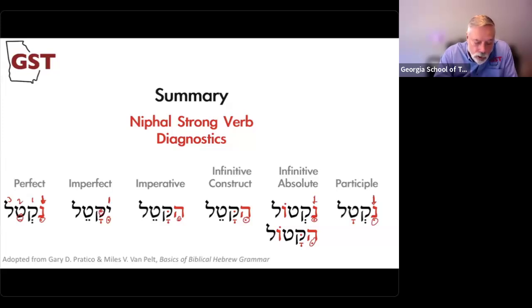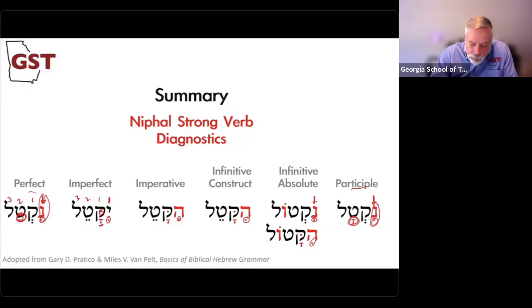And the other strong diagnostic feature, of course, is the first root position. First root position is a qamets. So we'll have either the noon, hireq, and a stem vowel. And so you see here you have the noon, hireq, and how do we differentiate the participle from the perfect? The stem vowel is a qamets, not a patah. So it's not the patah here, it's the qamets here. And that's how we can differentiate that.